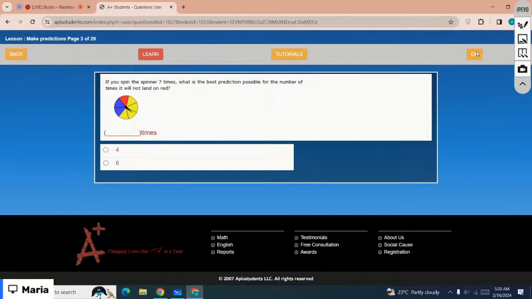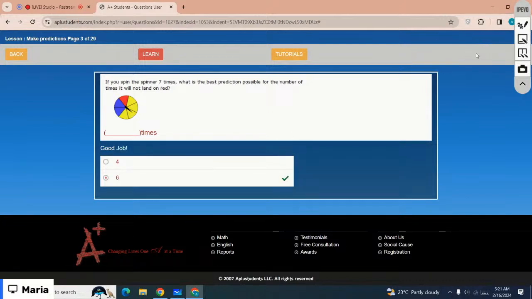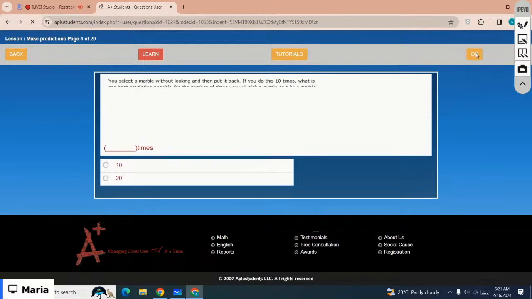How so? Because if it will not land on red, then you have six more options. It will land on either yellow or blue, and there are six portions, right? So the probability for not landing on red is 6 over 7, and because you did that seven times, you have to multiply it by 7. So the correct option is, yes, that is 6. You can think in the answer, right? The correct option is 6. I'm also confused. The correct option is 6.